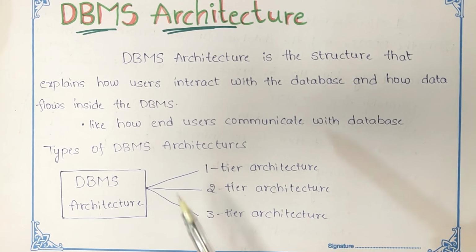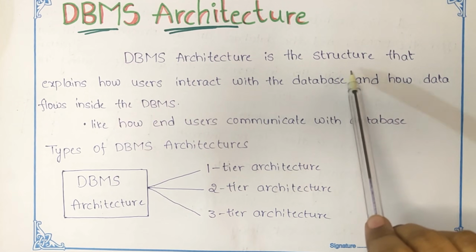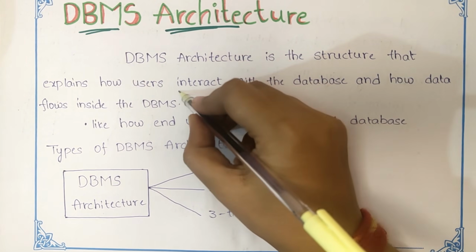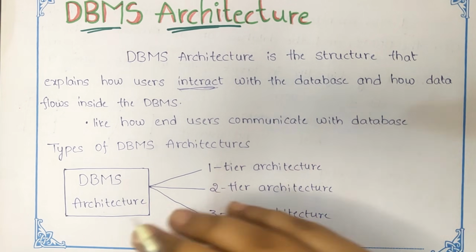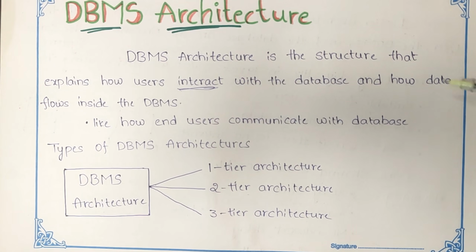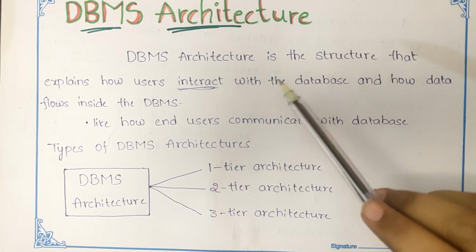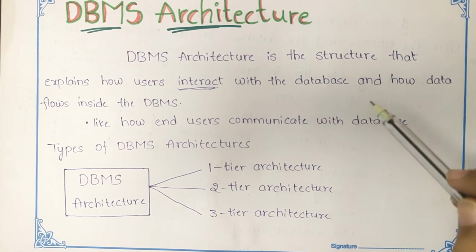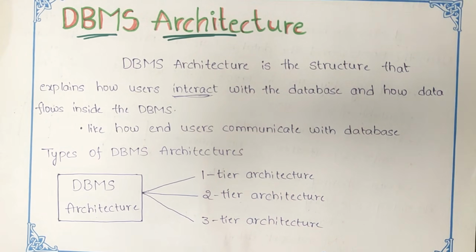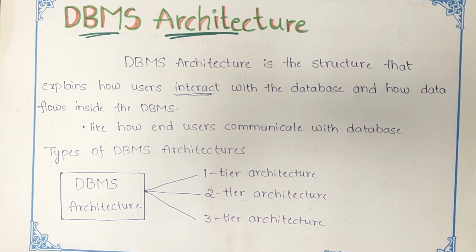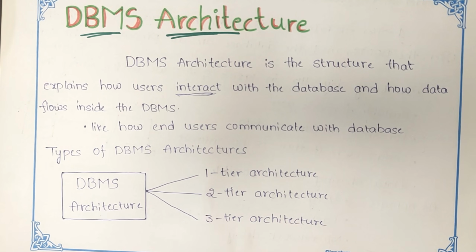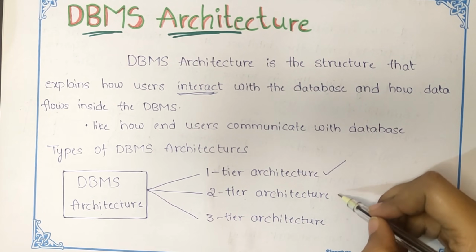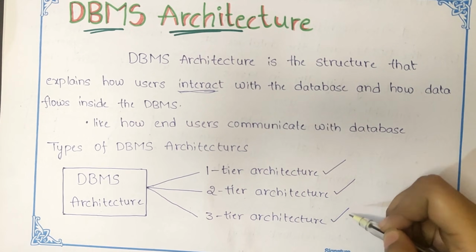So we can define it like this: DBMS architecture is the structure that explains how a user interacts with the database, how the user communicates with the database, and how data flows inside the DBMS. It's all about the database communication with the user. Depending on the size of the application and the number of users, DBMS architecture is divided into three types: one-tier architecture, two-tier architecture and three-tier architecture.